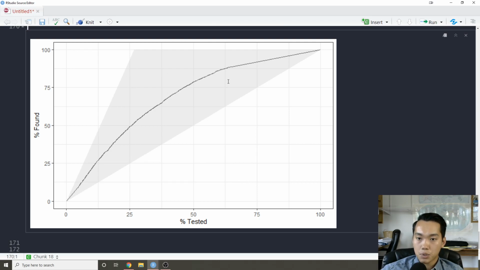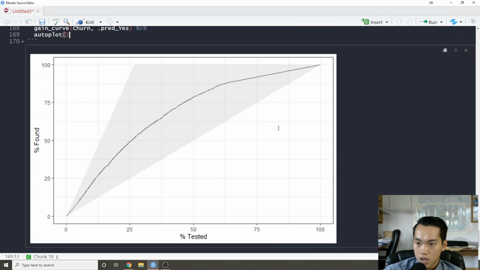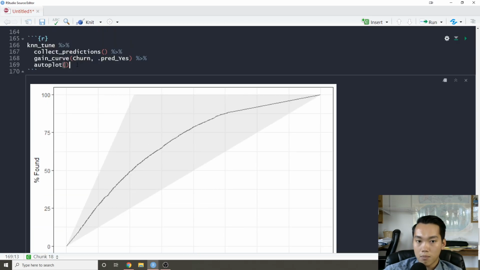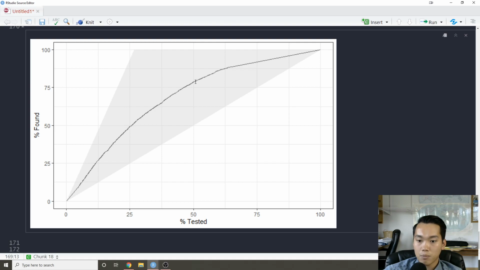But what this is measuring is basically how much of the churn you can capture given the churn probabilities. So it's saying if we say that everyone with a 50% probability of being a yes or more is a yes, then we can capture about 75% of the actual churn customers. If we keep on increasing this threshold, so right here to basically 0.25 to 100% confident, we can capture about 80%.